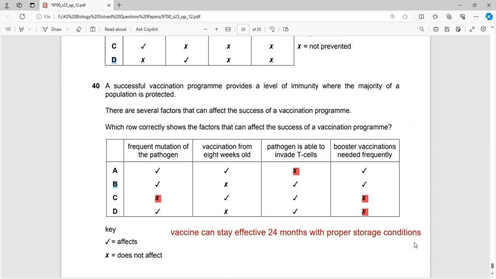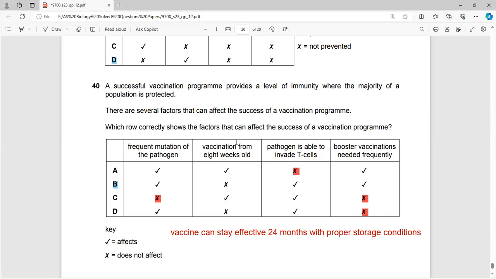We're going to proceed to the next question. A successful vaccination program provides a level of immunity where the majority of the population is protected. So there are several factors that can affect the success of a vaccination program. So which row correctly shows the factor that can affect the success of a vaccination program? So here, you need to see which factors are affecting the successful vaccination program.